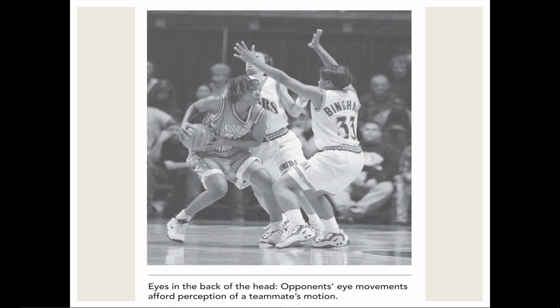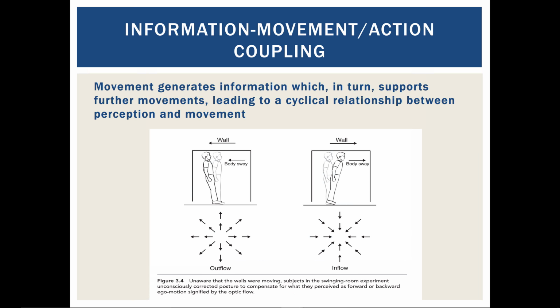All right. So we've introduced what informational constraints are. And we've introduced what you have to think about when I talk about information in the environment. We've also talked about how that information and particularly invariant features of that information afford action. Now, we'll look deeper into information movement or information action coupling. And a good way to describe information movement coupling is by using the moving room experiment.